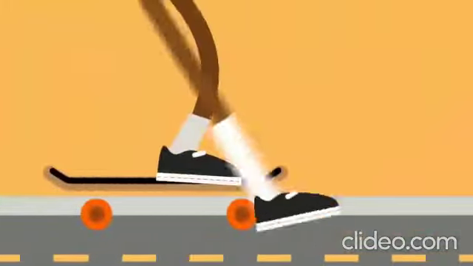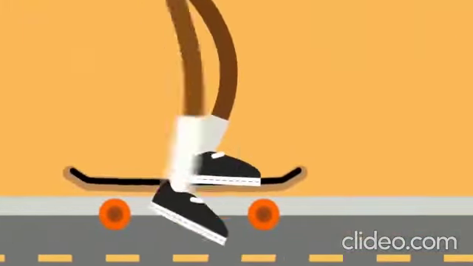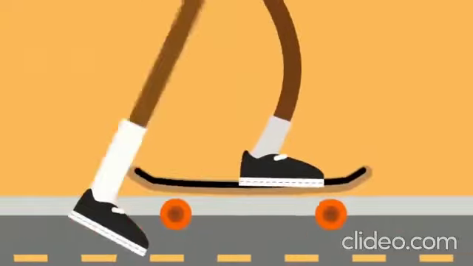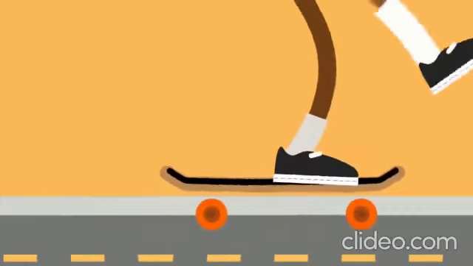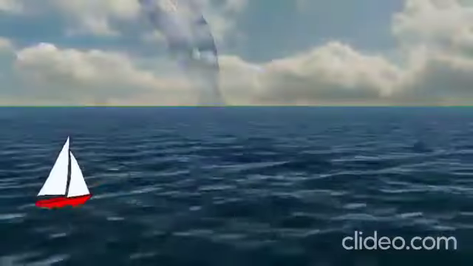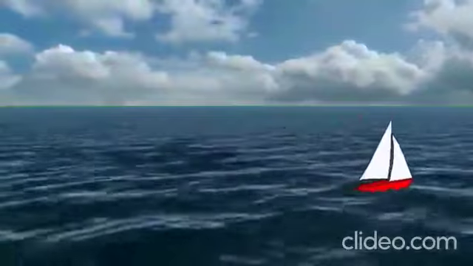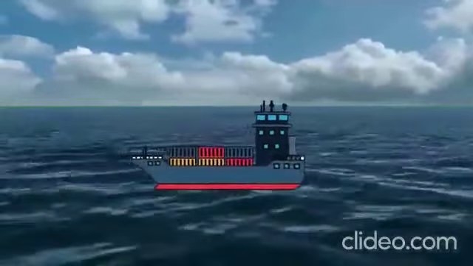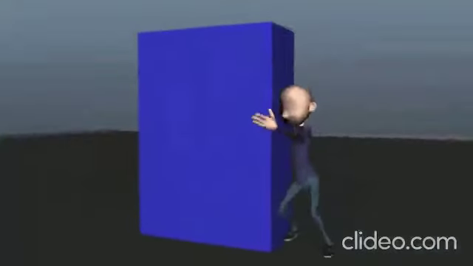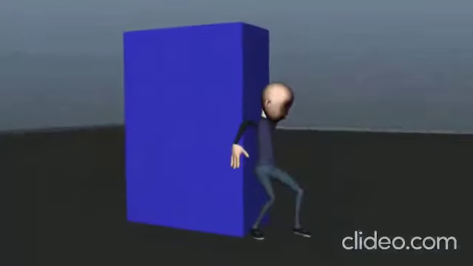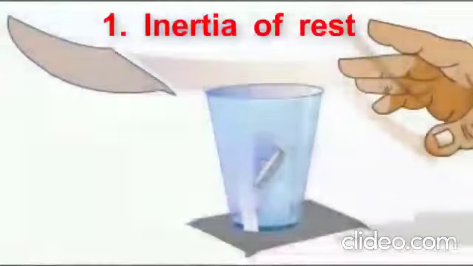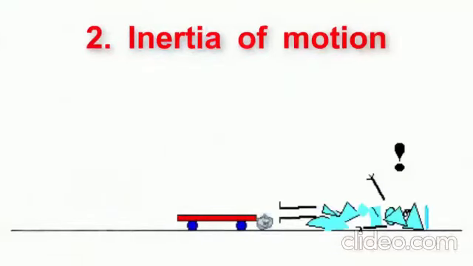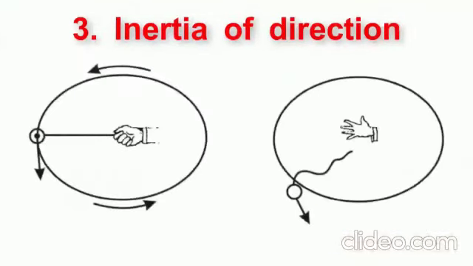The inherent property of the object to resist any changes in its state of rest or state of uniform motion unless it is influenced by an external unbalanced force is known as inertia. Only less force is needed to stop a moving boat, but large force is needed to stop a moving ship. More mass, more inertia. So, inertia depends on the mass of the object. This inertia can be classified into three: inertia of rest, inertia of motion, and inertia of direction.